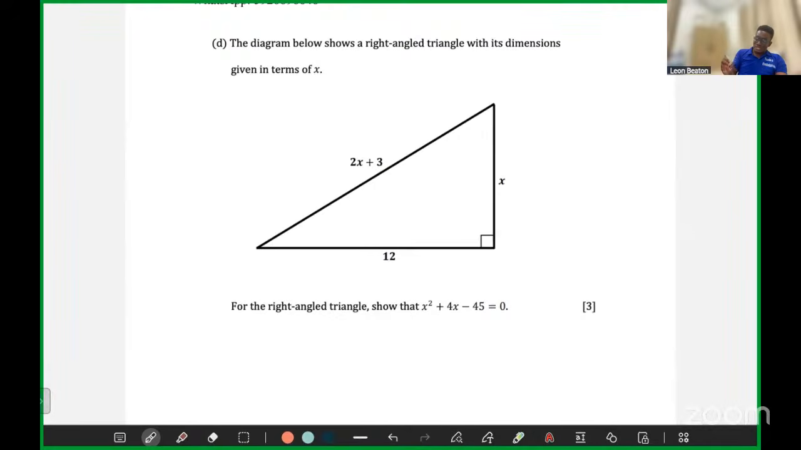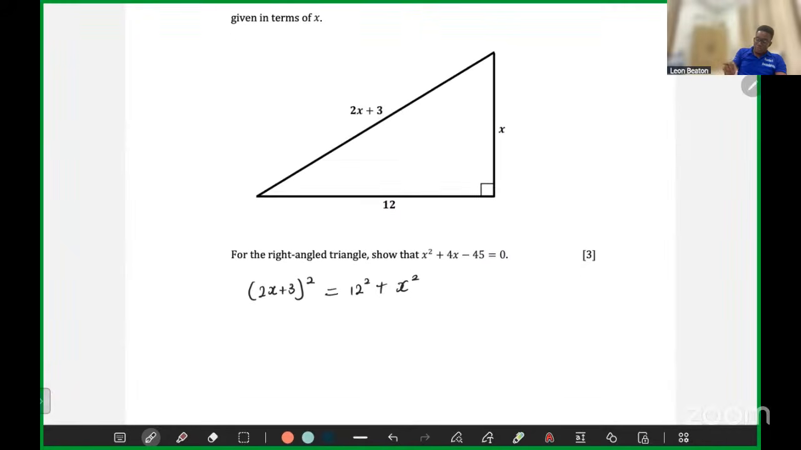So the square of the longest side. The longest side is always the side opposite the right angle. So if the right angle is here, the longest side would always be this side here. We square that side, which is 2x plus 3, and that is equal to the sum of the squares of the two remaining sides. So this will be 12 squared, because this is the remaining side, plus, since it's sum, x squared. And that is that.